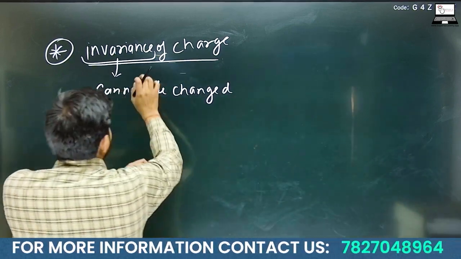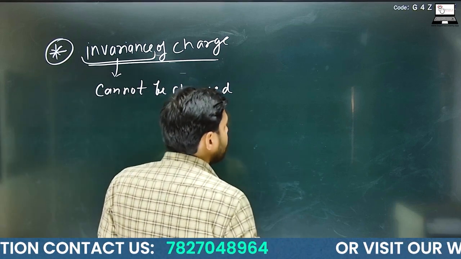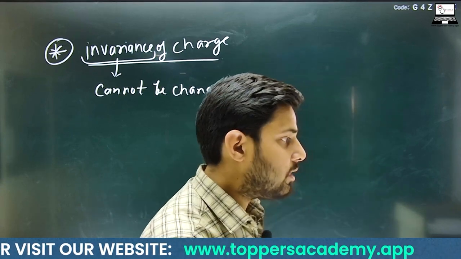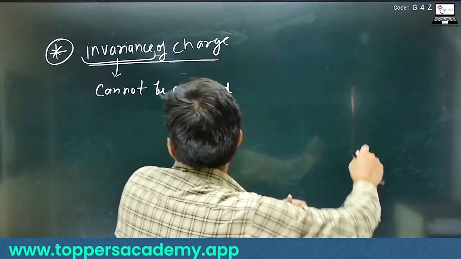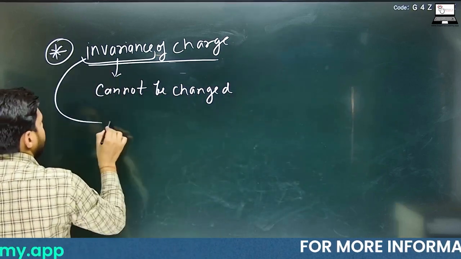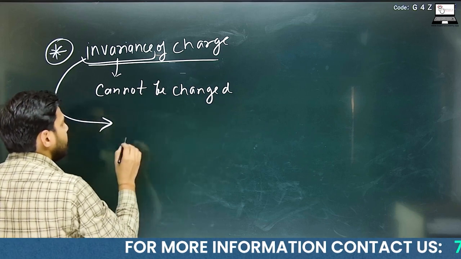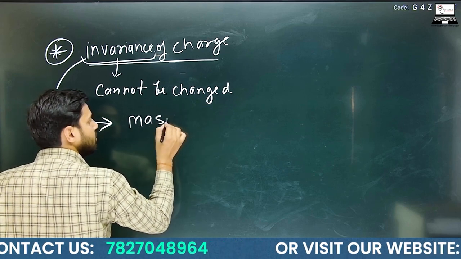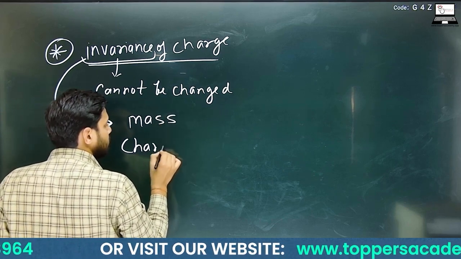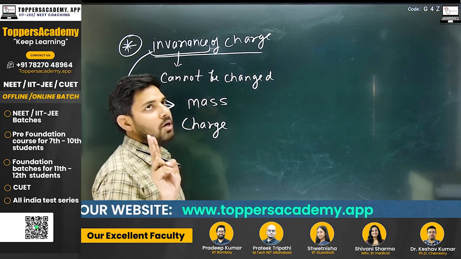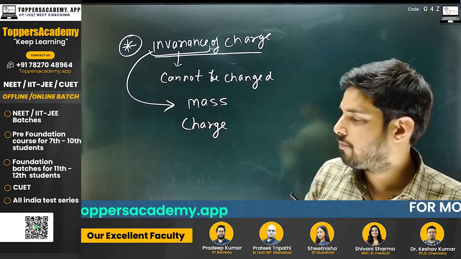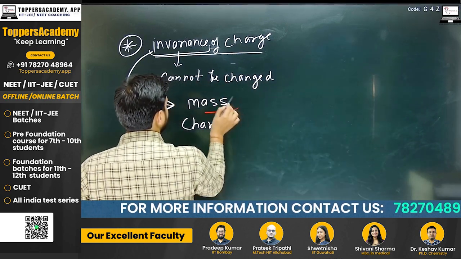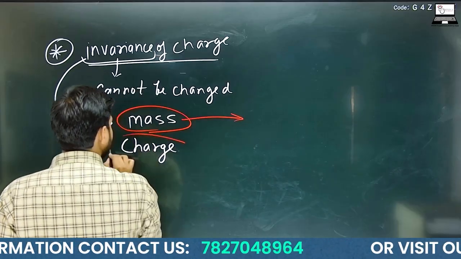So here let us suppose what is invariance. See, there are some things that actually change with respect to anything with relative velocity. When we talk about relative, it's all linked to relative. See, we have two things here: one is mass, another is charge. Okay, two fundamental properties of matter, one is mass, second is charge. So what can we say about mass and what can we say about charge?